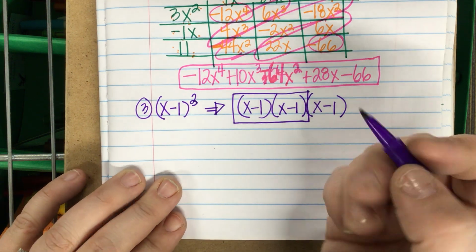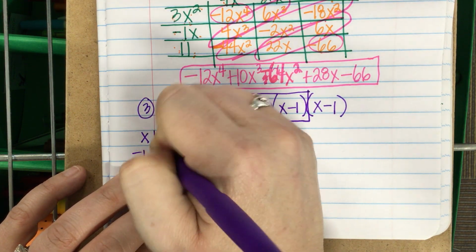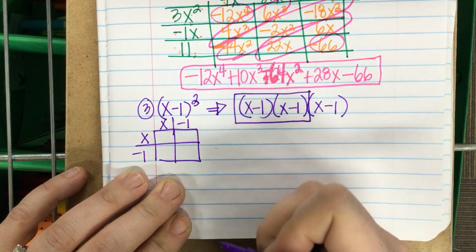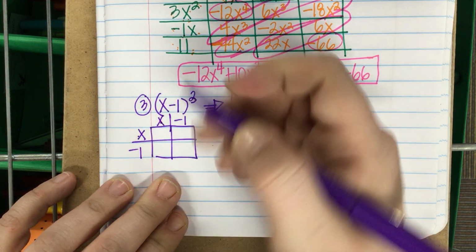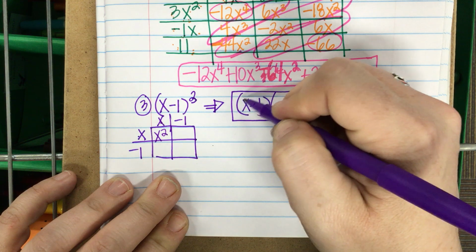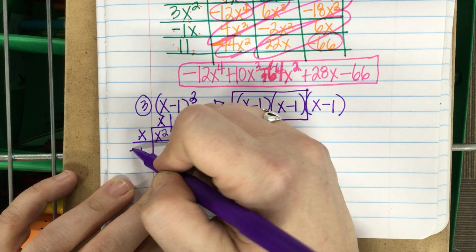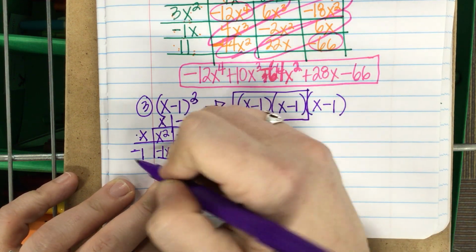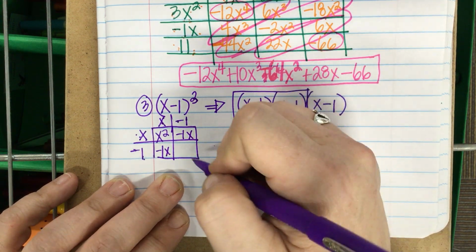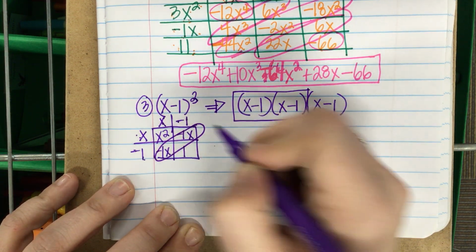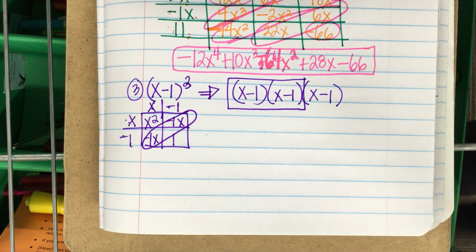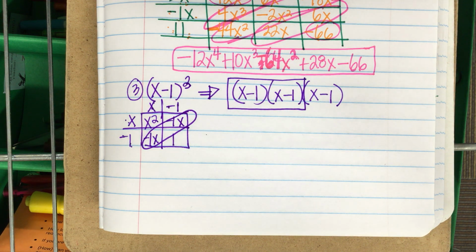x minus 1 times x minus 1, just to show you that you could make a grid for this. x times x is x squared, which is foiling, right? x times negative 1 is negative 1x. x times negative 1 is negative 1x. And negative 1 times negative 1 is positive 1. And if you look, your diagonals combine. So you could make a grid, or you could FOIL, first, outside, inside, last. Both get you the same result.